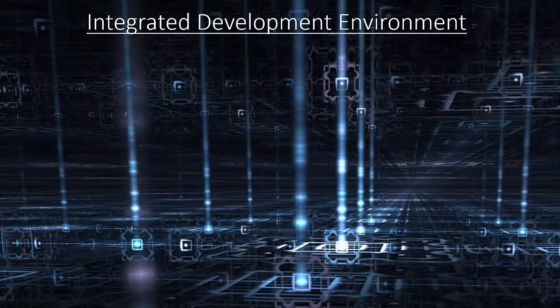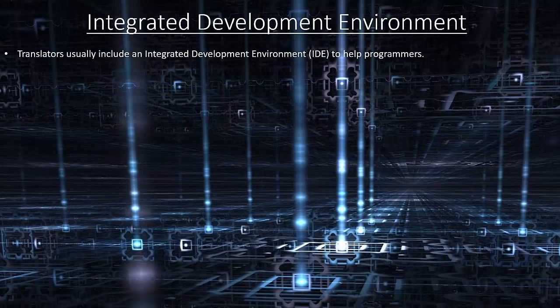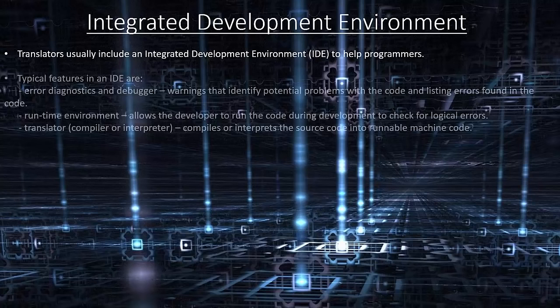Integrated development environment. Translators usually include an integrated development environment, IDE, to help programmers. Typical features in an IDE are error diagnostics and debugger, warnings that identify potential problems with the code and listing errors found in the code. Runtime environment allows the developer to run the code during development to check for logical errors. And the translator, compiler or interpreter, compiles or interprets the source code into runnable machine code.